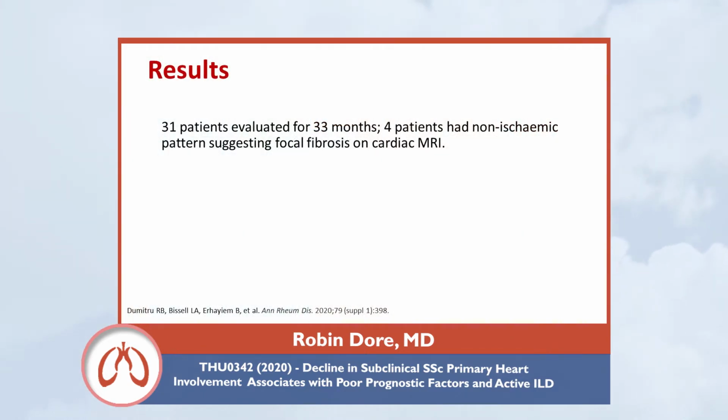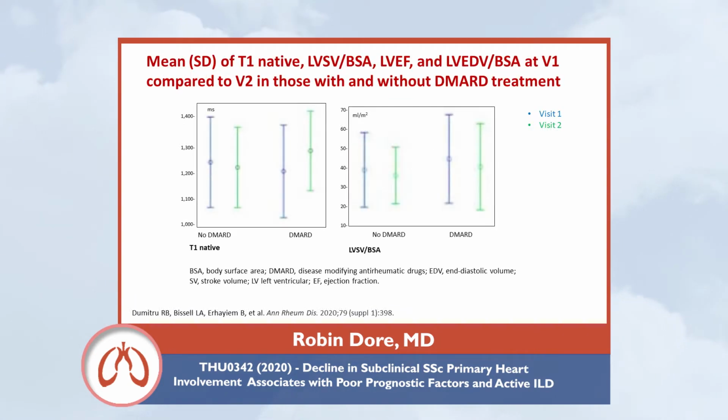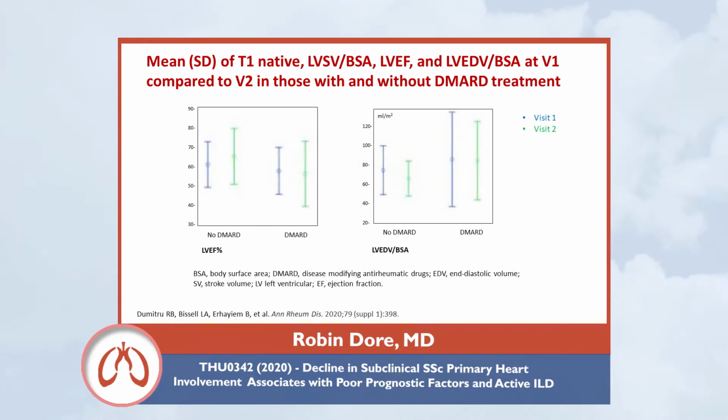So 31 patients were evaluated for a mean follow-up of 33 months. 4 of these patients had a non-ischemic pattern suggesting focal fibrosis, again, a change on that cardiac MRI, and no change between visit 1 and visit 2. So the changes that they had initially did not progress over the period of the study. At visit 2, 2 other patients showed fibrosis, and 1 actually had myocarditis, which is a rare complication in systemic sclerosis.